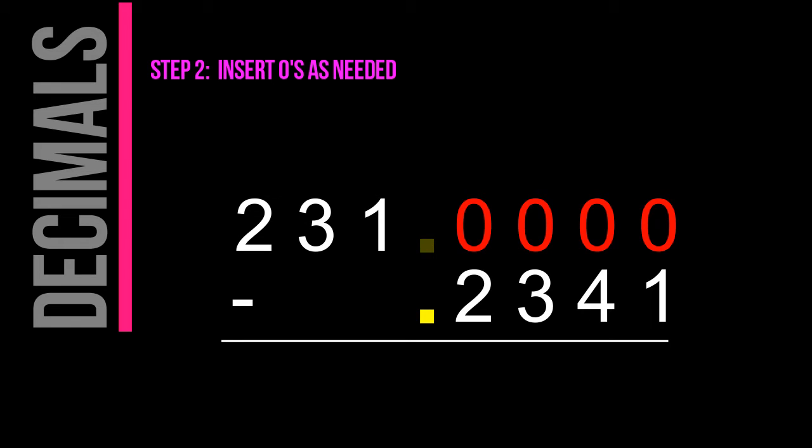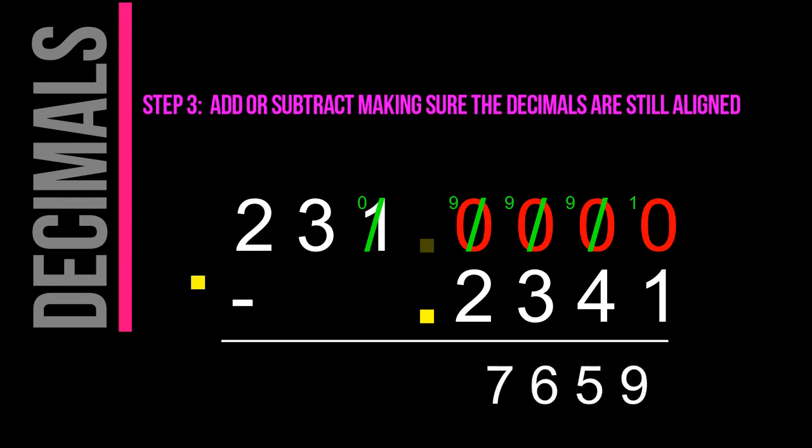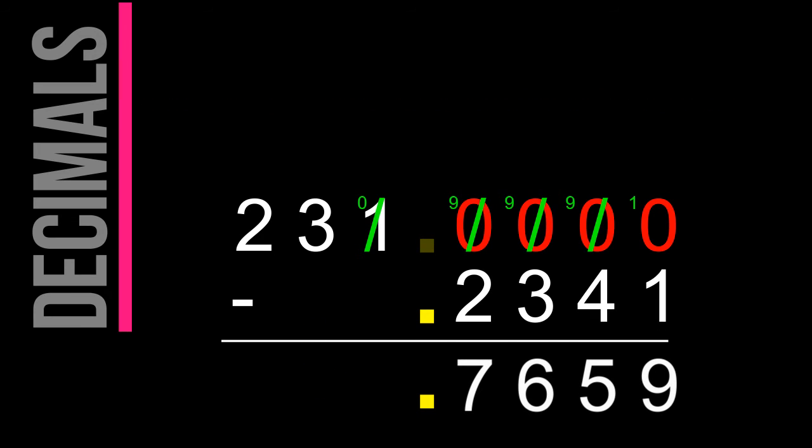Our second step is to insert zeros as needed. As you can see, we're going to have to insert 4 zeros at the end of 231. In our third step, we're going to subtract. We can't do 0 minus 1, so we're going to have to change that to a 10. In order to change it to a 10, we're going to have to borrow from the numbers before that. So 10 minus 1 is 9, 9 minus 4 is 5, 9 minus 3 is 6, and 9 minus 2 is 7. Keeping our decimal in the same alignment, we're going to continue subtracting.